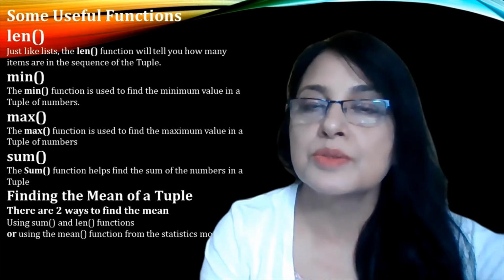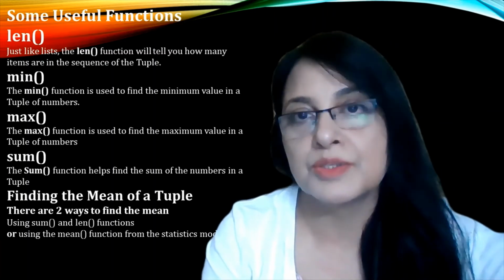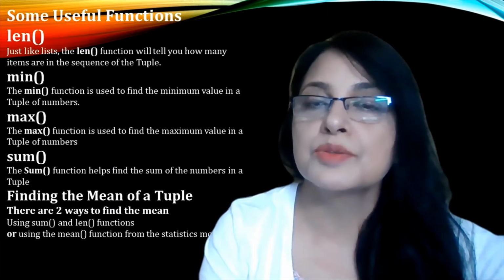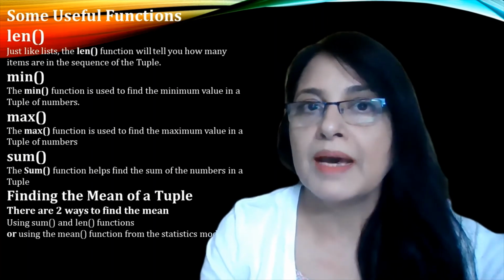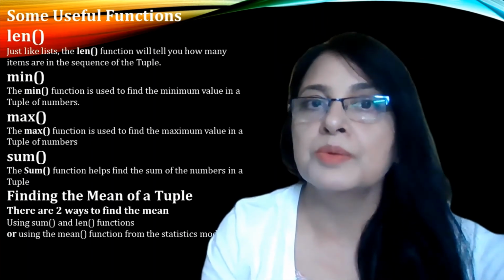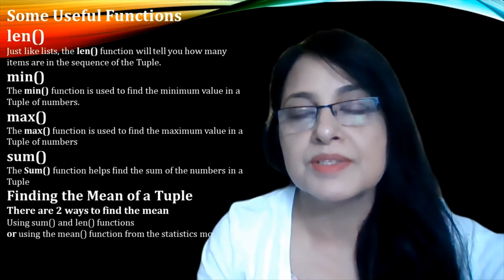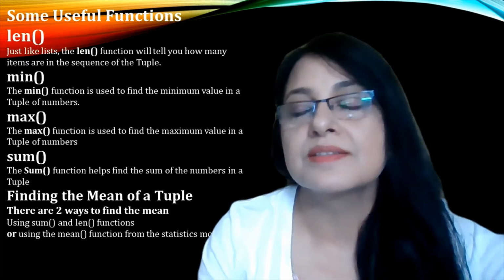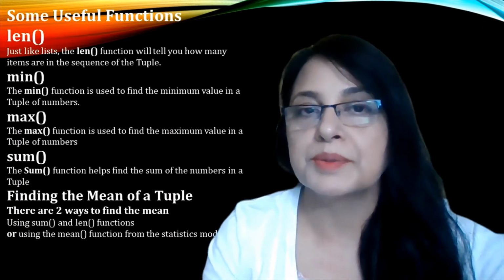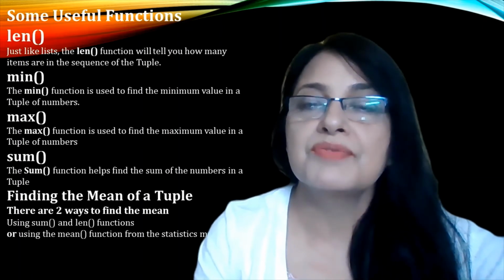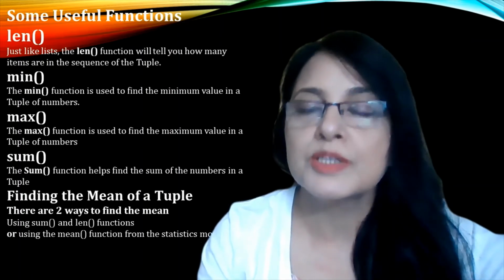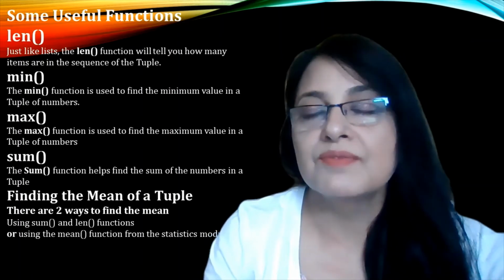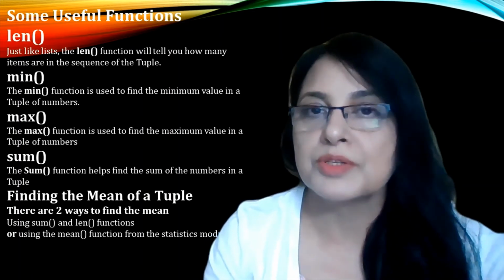Just like we had in lists, we also have some useful functions for tuples. The len function is used to find the length of a tuple. The min function is used to find the minimum value in a tuple of numbers. Max will find the maximum value within a tuple of numbers. The sum function finds the sum of the numbers in a tuple. The mean can also be found by using the sum function and dividing it by the len function, or by using the mean function from the statistics module.